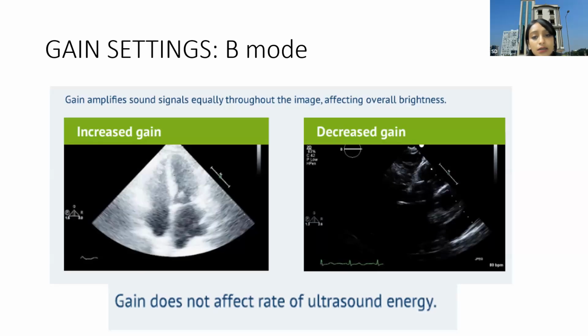It does not increase the resolution, and therefore the requirement of the brightness, or the requirement of the gain, varies from one observer to another. So we can simply increase the gain based on one's need.